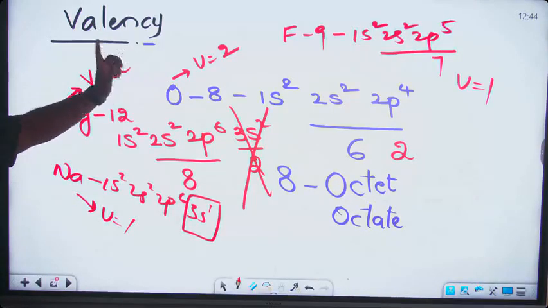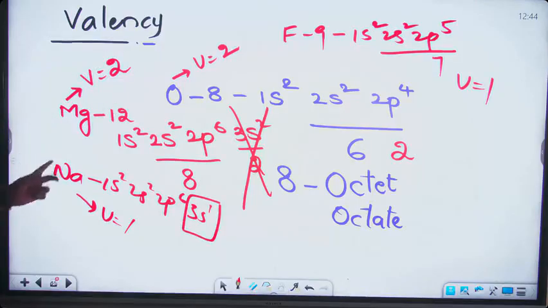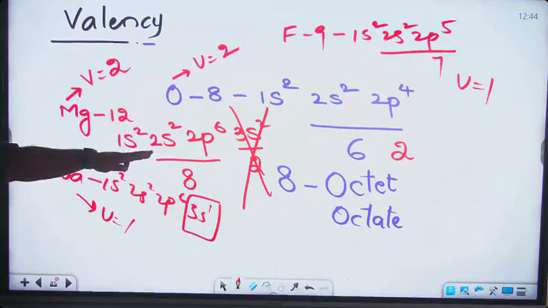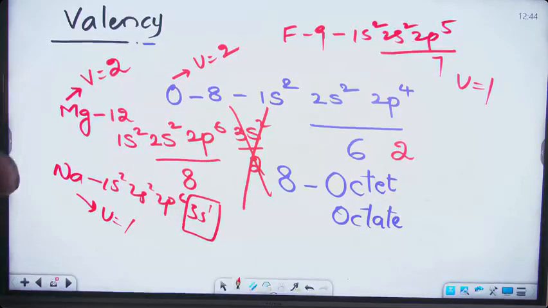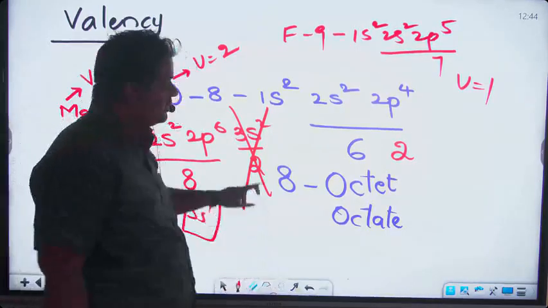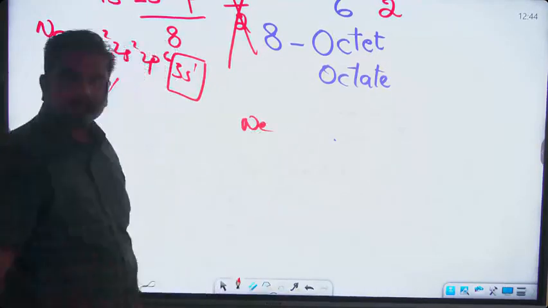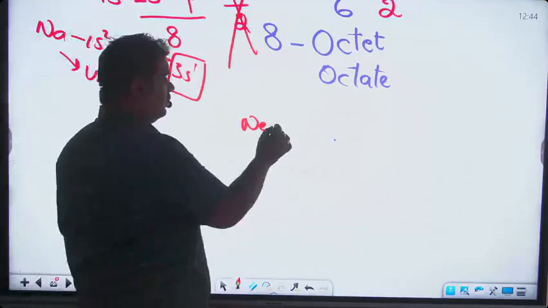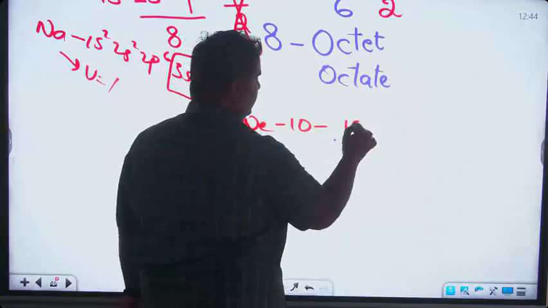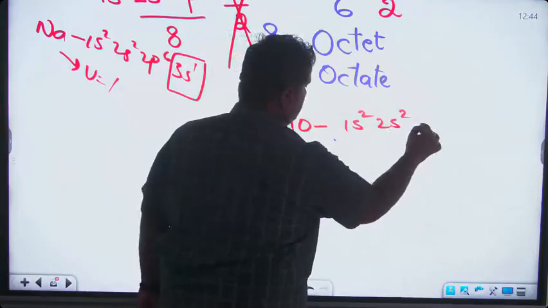Oxygen is gaining 2 electrons, magnesium is losing 2 electrons. Nitrogen is gaining 3 electrons, aluminum is losing 3 electrons. Even then, valency is 3, we say. Now at the same time, for example, if we take the case of neon, the atomic number of neon is 10. Electronic configuration 1s2, 2s2, 2p6.